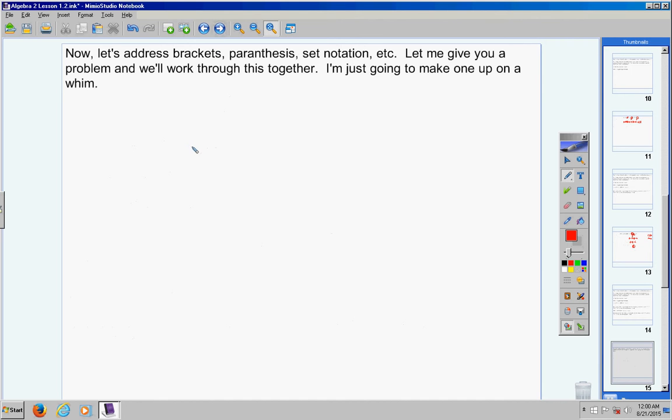Now let's address brackets, parentheses, and set notation. Let me give you a problem and we'll work through this together. I'm just going to make one up on a whim, okay? Let's copy this down. Let's put a 5, and then minus, and then a parentheses here, and then 3 times a negative 4. Plus 2, then a bracket, and then 3 parentheses 2 squared. Minus 6 times 2.